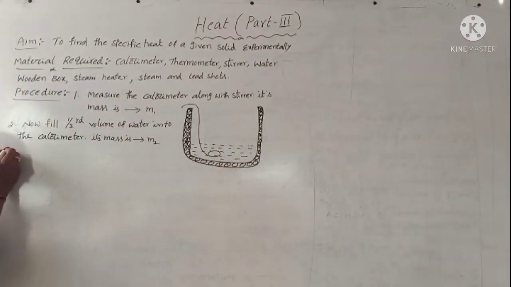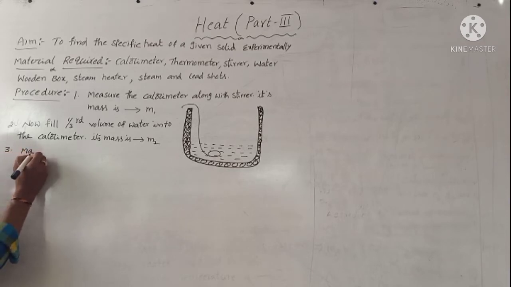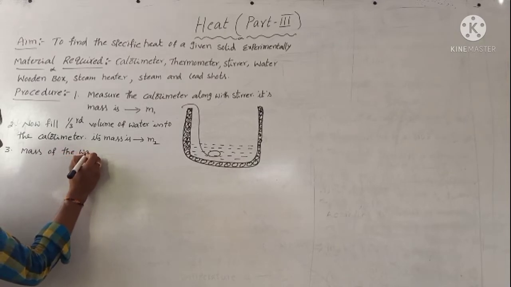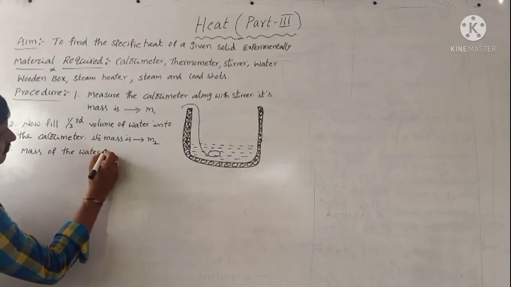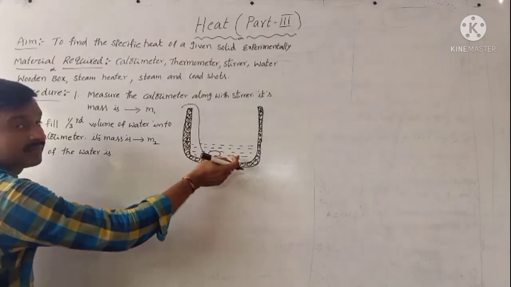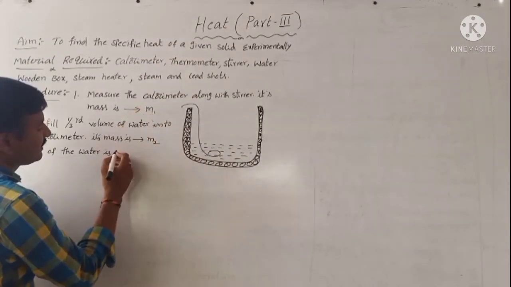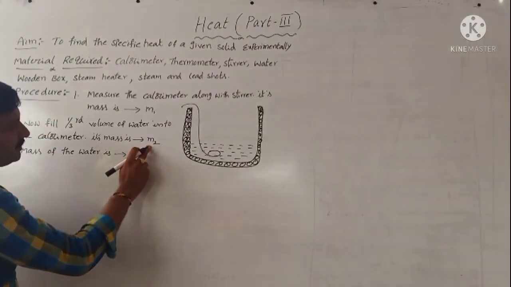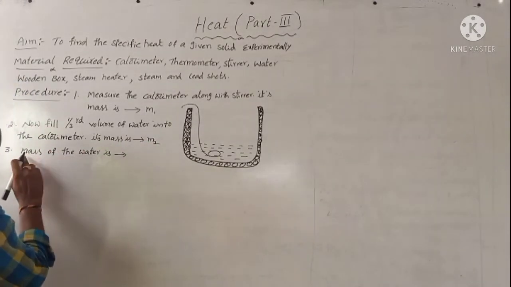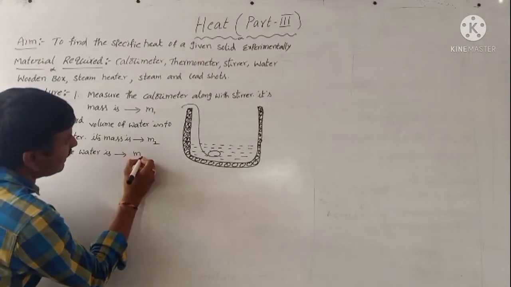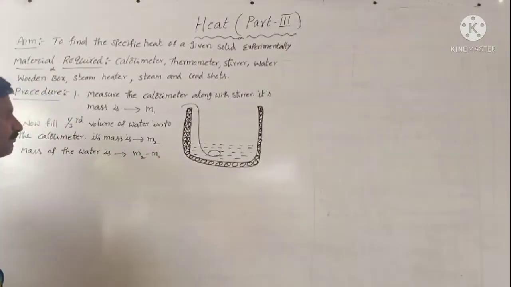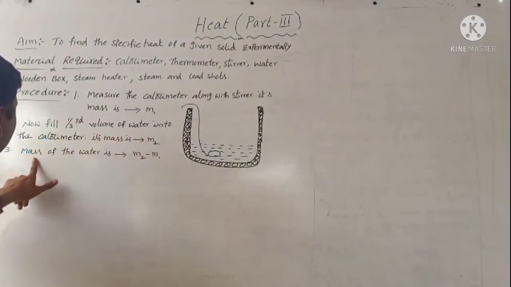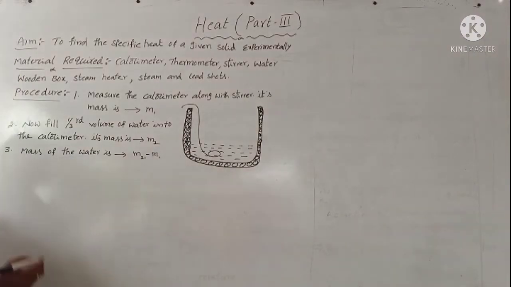Next, the mass of the water. Before filling the water the mass is m1, and after filling the water the mass is m2. So what is the difference? The mass of the water is m2 minus m1.